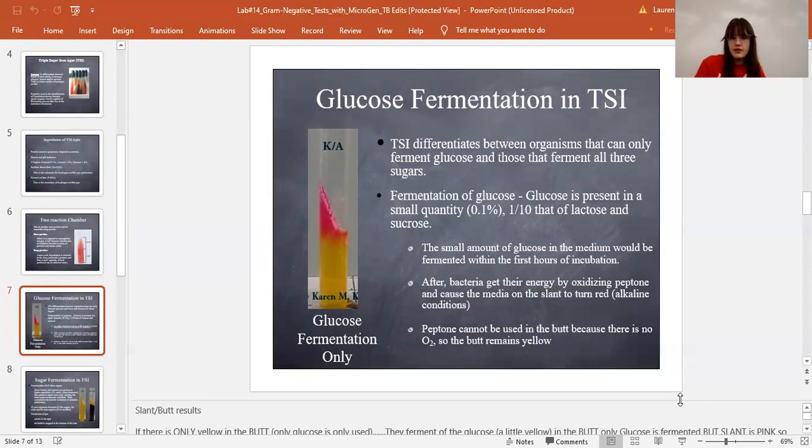Okay, so in the butt, there is glucose. So if we see a pH change, we can understand that glucose has been fermented.